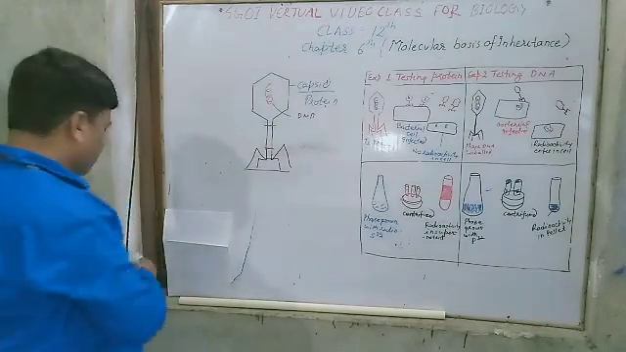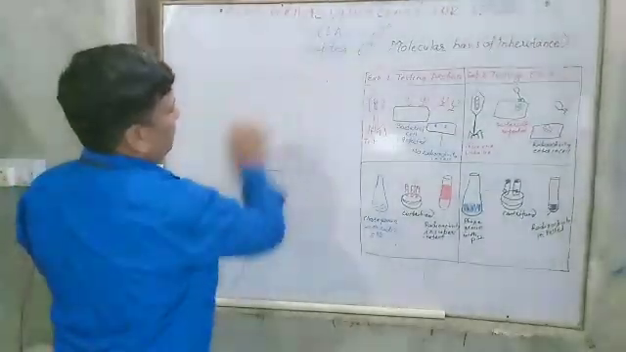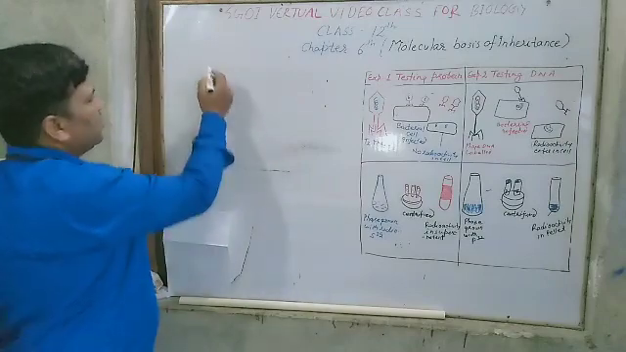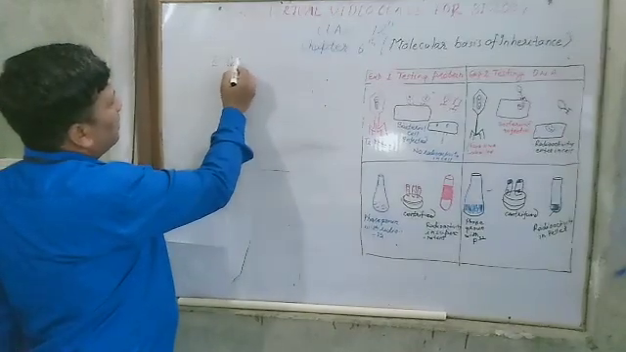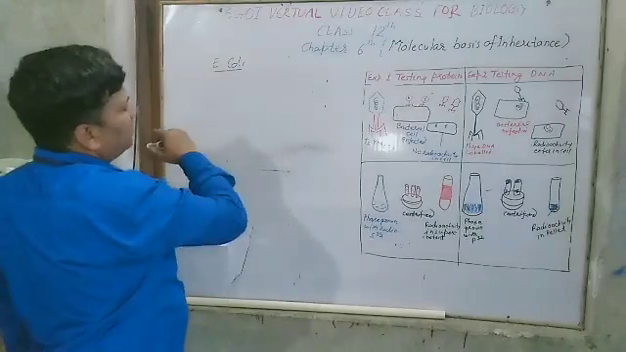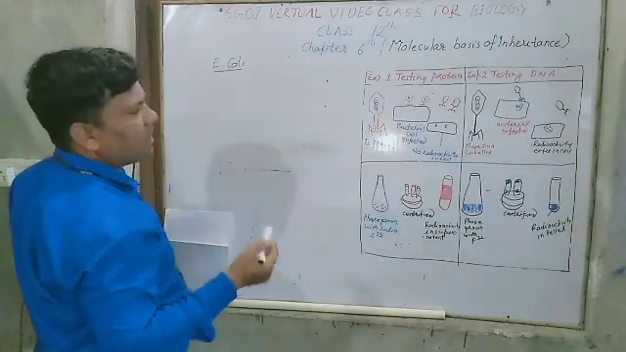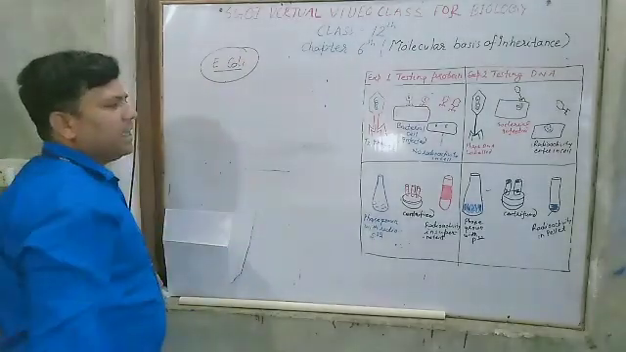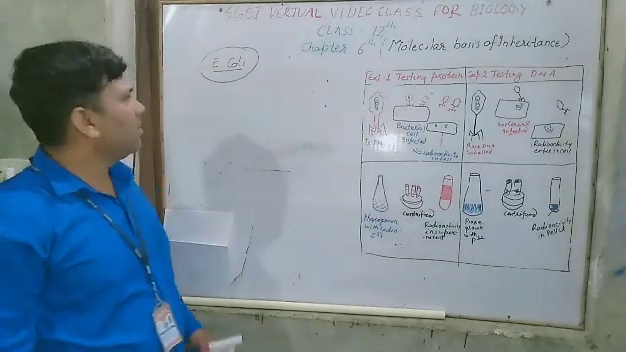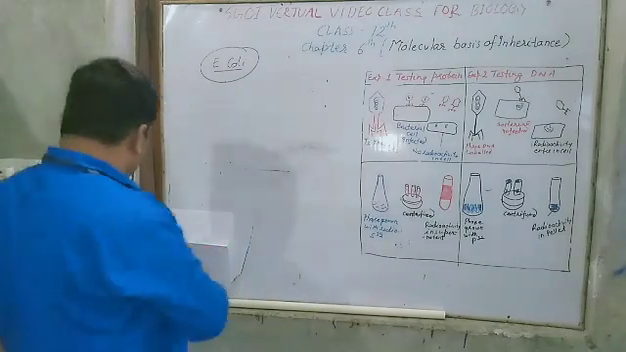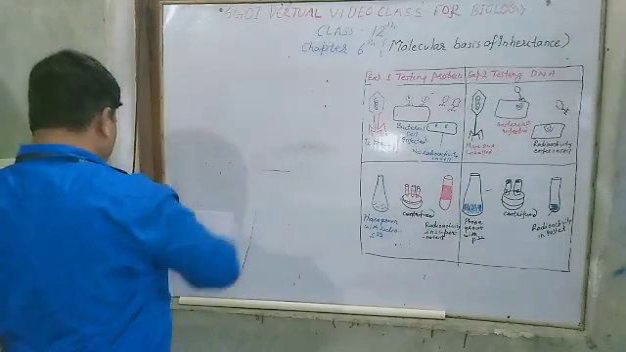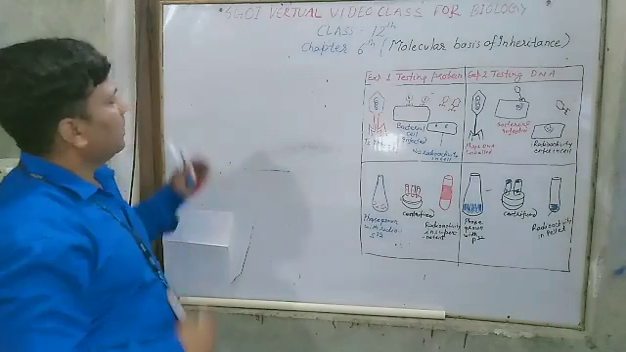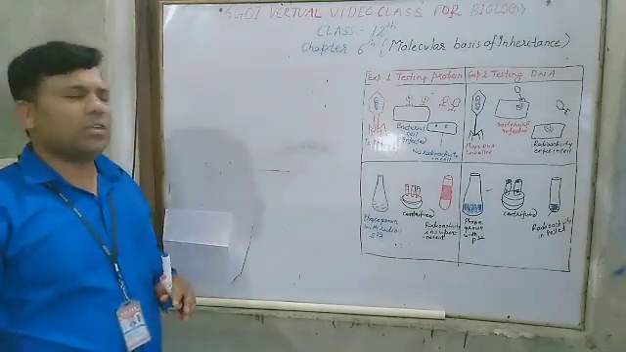Hershey and Chase grew two cultures of Escherichia coli. Escherichia coli is a bacterium in which bacteriophage virus infection takes place. It means that the bacteriophage virus infects the Escherichia coli bacteria. So, first of all, what happened? Hershey and Chase grew two cultures of Escherichia coli.